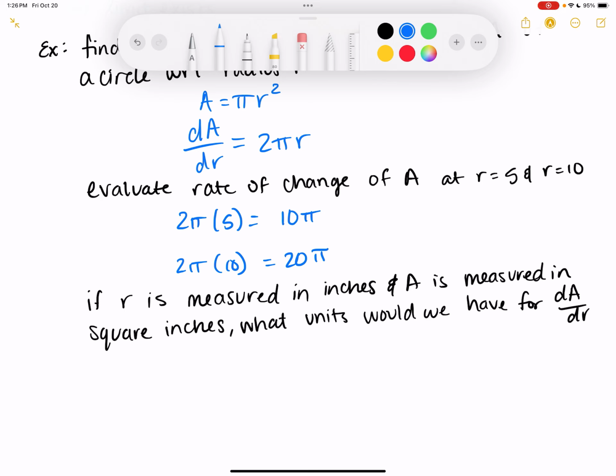What units would this have? Square inches. Next one. Well, if area is square inches and r is inches, how about square inches per inch, which would be equal to what? Inches squared. Wait, oh, I mean inches.